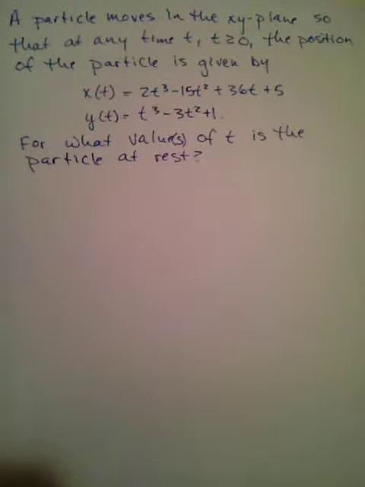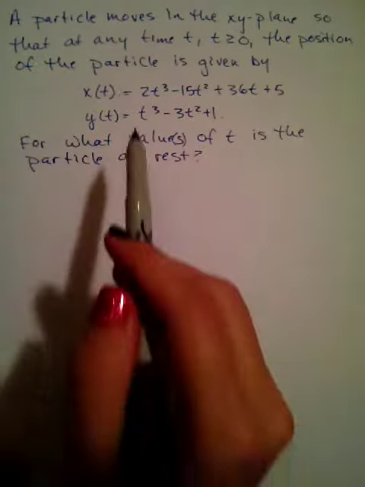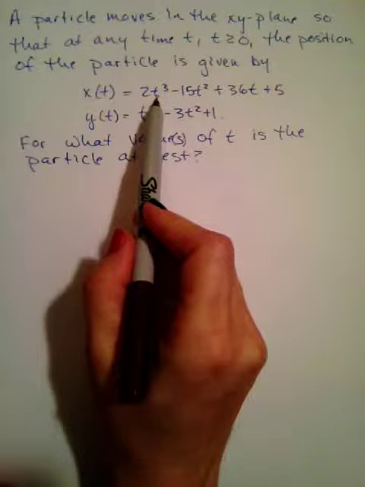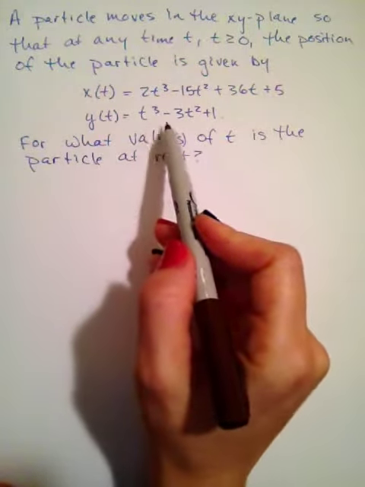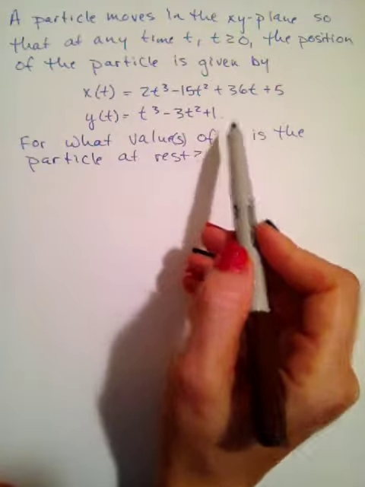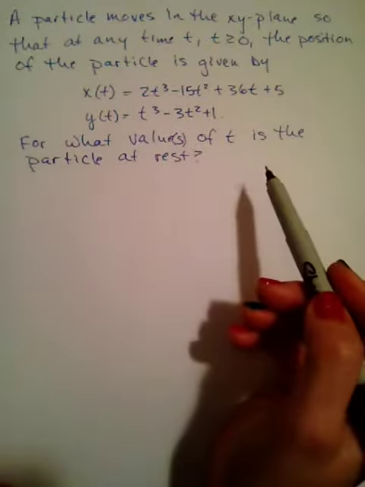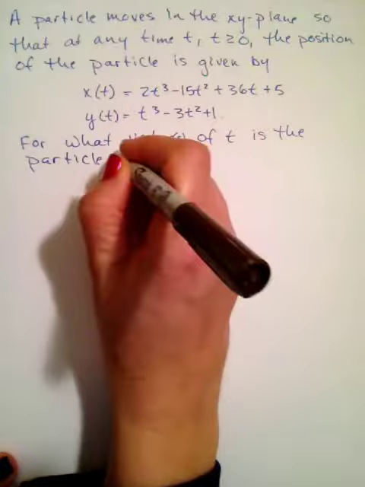A particle moves in the xy plane so that at any time t greater than or equal to 0, the position of the particle is given by x(t) = 2t^3 - 5t^2 + 36t + 5, and y(t) = t^3 - 3t^2 + 1. For what values of t is the particle at rest?